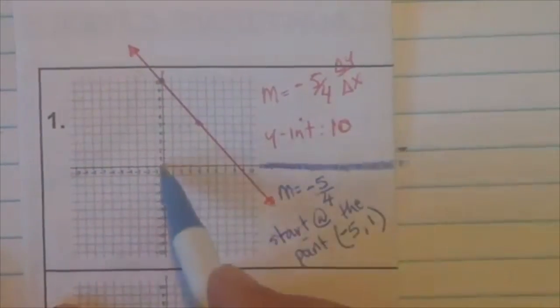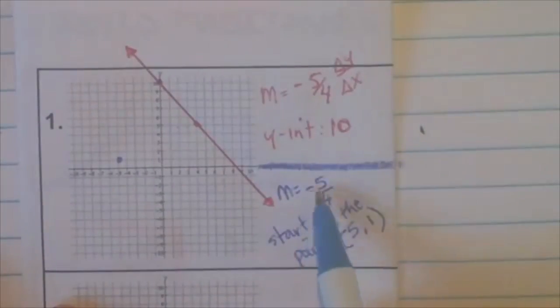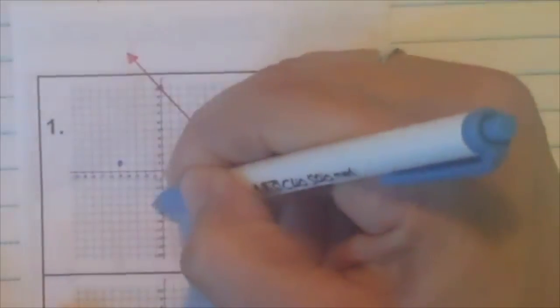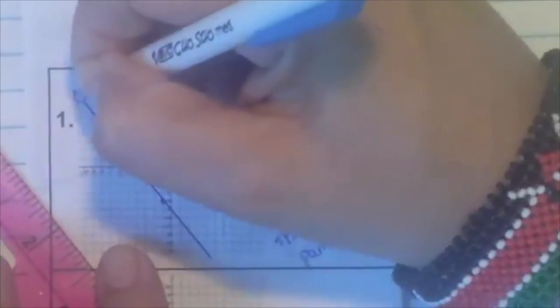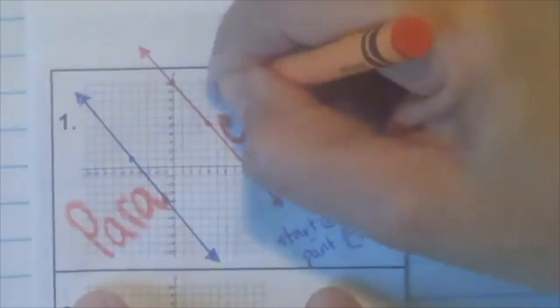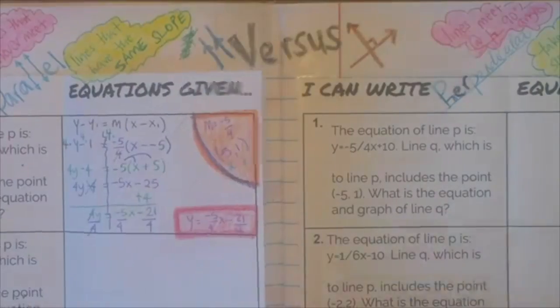And then we're going to do rise over run. So negative 5, 1, and then we're going to rise negative 5, and then run 4. And if I did this correctly, these lines should never meet. See, they never meet because they are parallel. P-A-R-A-L-L-E-L. Parallel. So I did that correctly. They never meet.